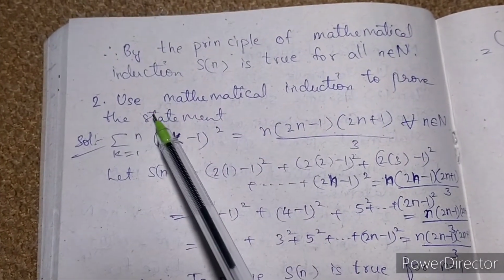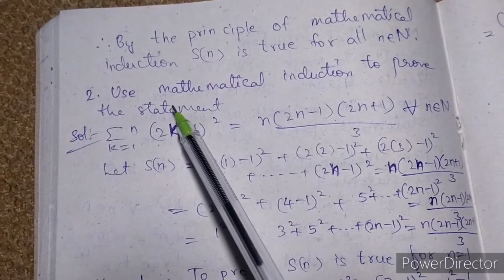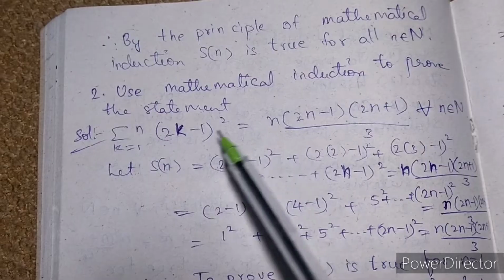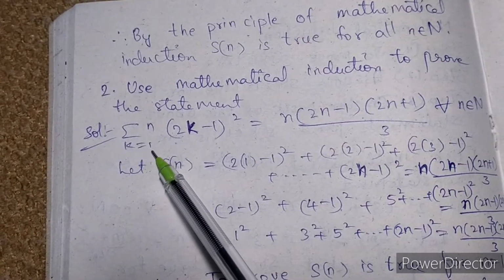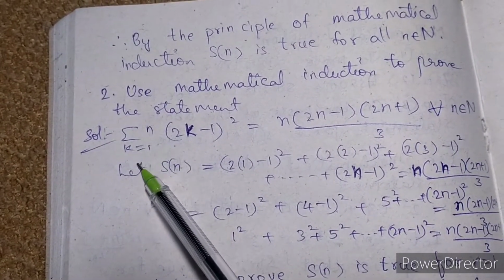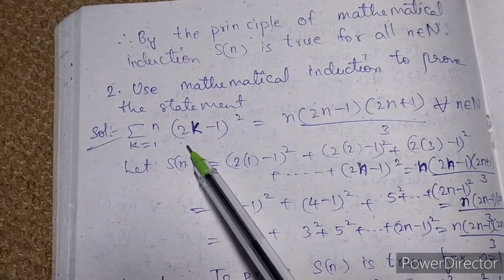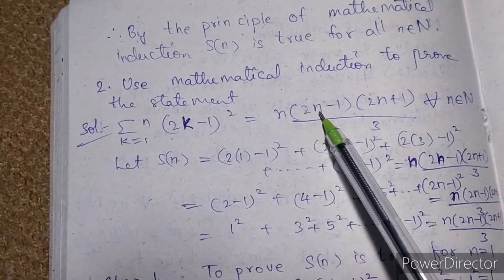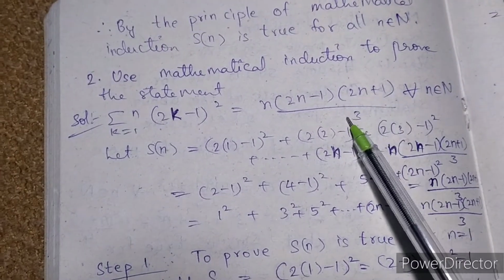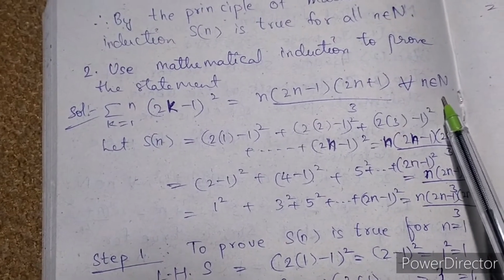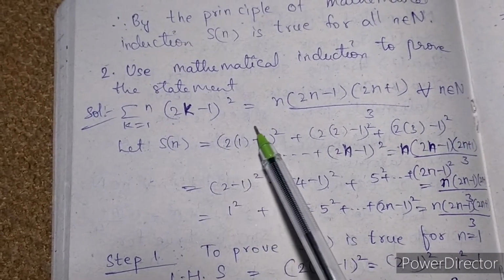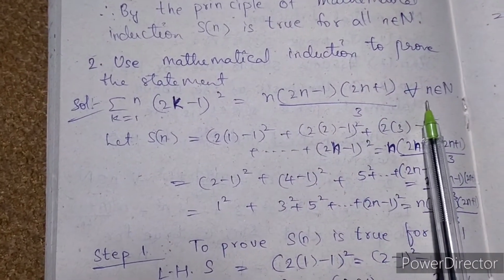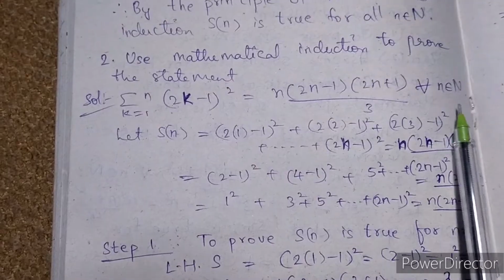Today we'll be talking about mathematical induction problems. Use mathematical induction to prove the statement: the summation over k equals 1 to n of (2k minus 1) whole square is equal to n into (2n minus 1) into (2n plus 1) divided by 3, for all n belongs to capital N. We have to prove that this statement holds for all n belongs to capital N, that is, the set of natural numbers.